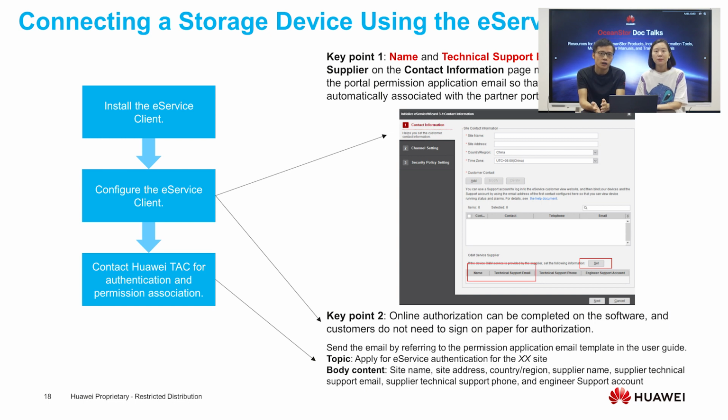It is necessary to point out that in the initial configuration, when you enter contact information, you must also fill in the O&M eService supply information at the bottom. What's more, the name and the technical support email fields must be the same as the partner company's name and the technical email address entered when you apply for the permission to access the partner portal. The system can automatically associate the customer's device with the partner portal only when the parameters are set correctly.